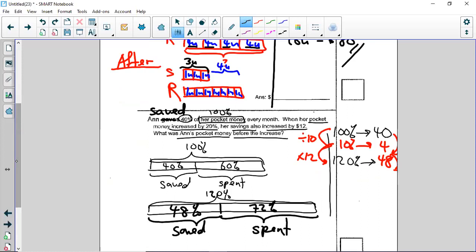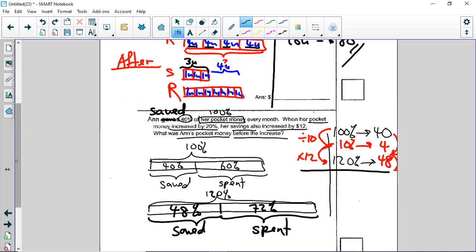Okay, so one more time. If your pocket money increased by 20%, then everything you do will also increase by 20%, and that's how you get 48% in your savings. All right, so now you can compare already.